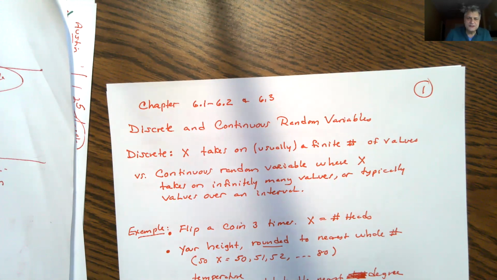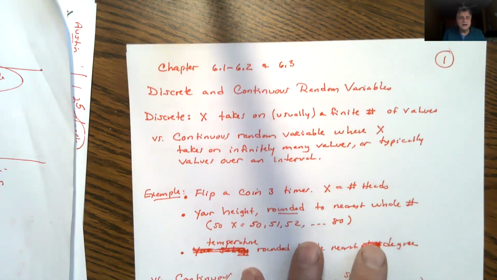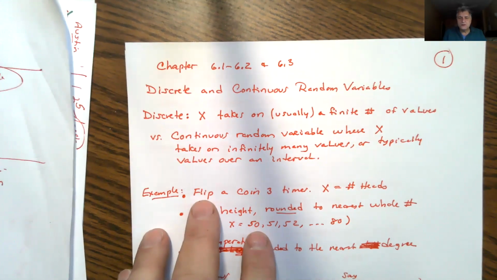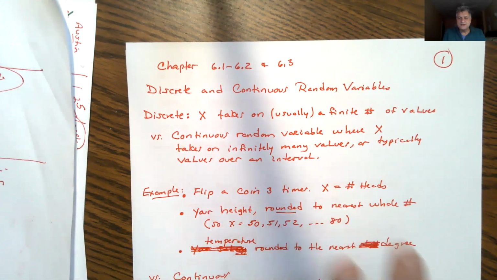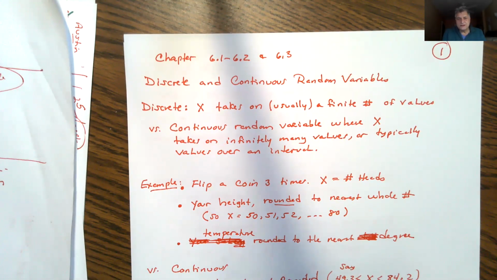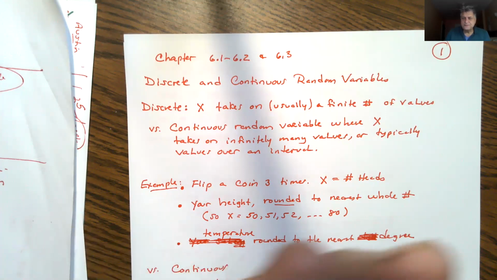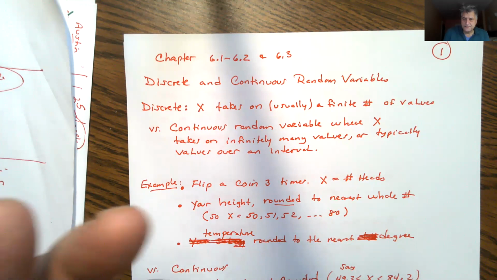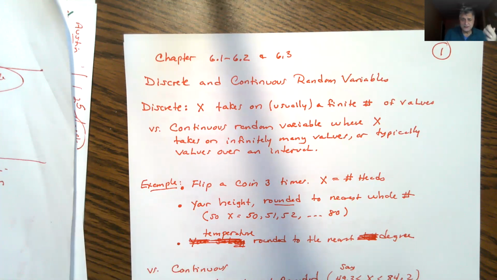The discrete versus continuous random variables. So again, a discrete means you can only take on usually a finite number of values, versus continuous can take on infinitely many values, or typically some values all within an interval. So for example, say you want to flip a coin 3 times and X is the number of heads you can get. Well, X can either be 0, 1, 2, or 3. So that's discrete. Okay, you only have 4 possibilities.